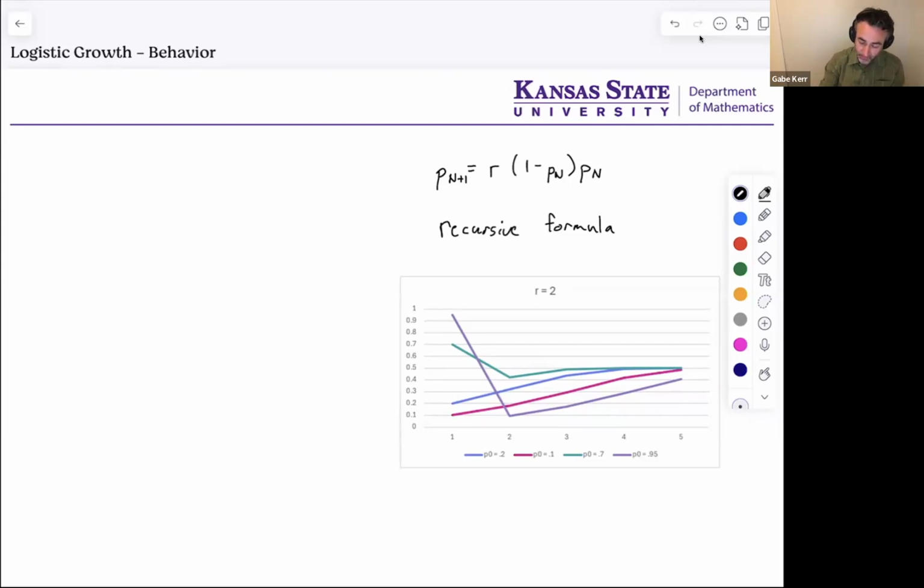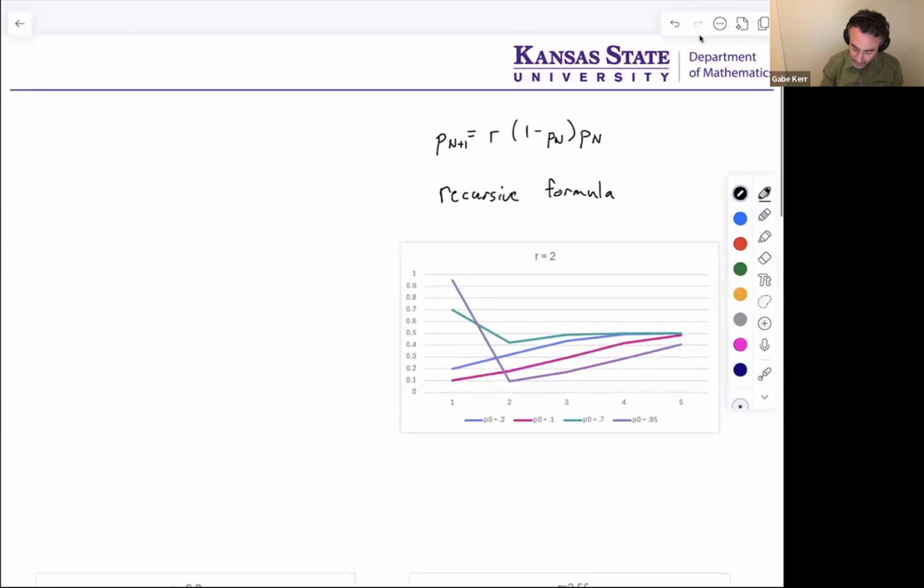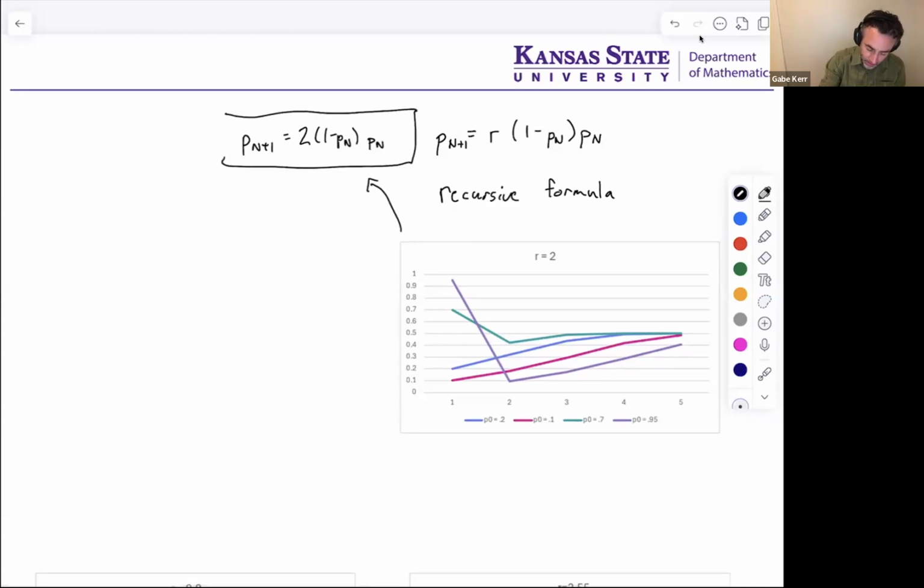Here I have a particular case where R equals 2. So this is R, our growth rate, and we'll take a look and see what it says. R equals 2 means that for this model, we have the following more explicit recursive formula, which is just 2 times 1 minus Pn times Pn. This is the model for the example that we're looking at here.